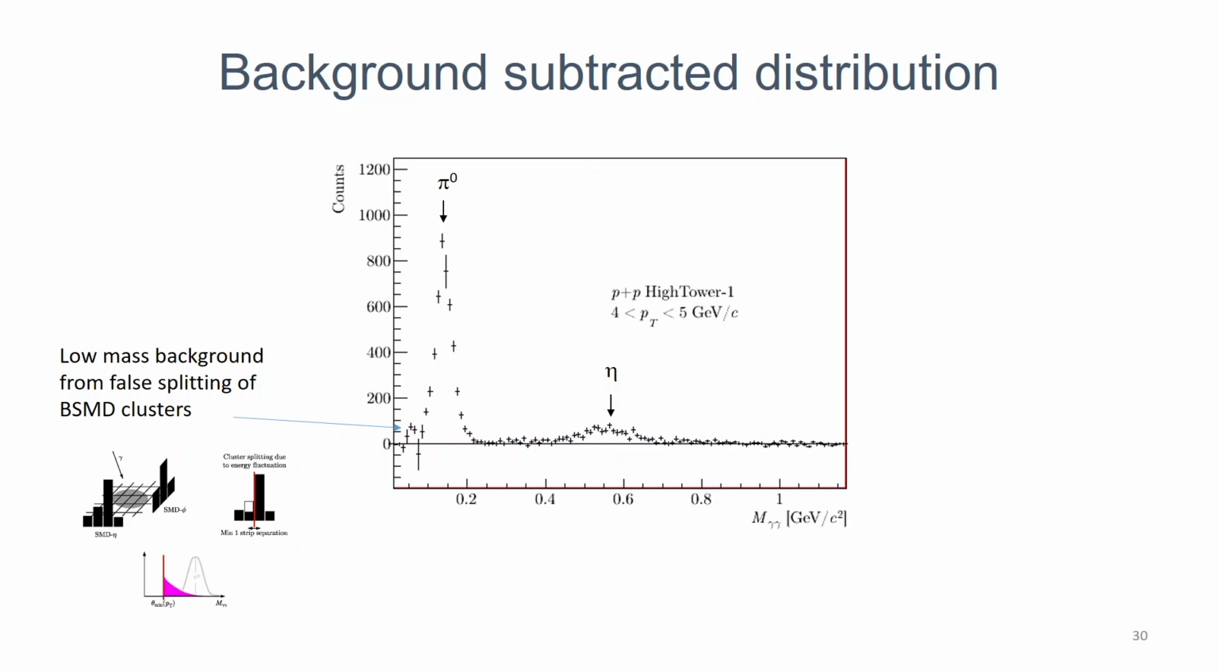With a reasonable set of cuts, we can cleanly and unambiguously identify not only neutral pions, but also eta mesons. What little background remains after combinatoric subtraction is at low mass. This is caused by the large fluctuations in the individual strip energies, accidentally allowing the cluster finder to make a false split of a single cluster into two clusters. The invariant mass of such a false split is biased towards small masses.